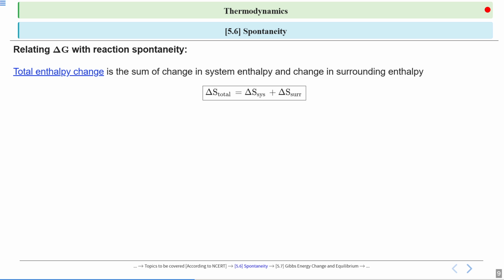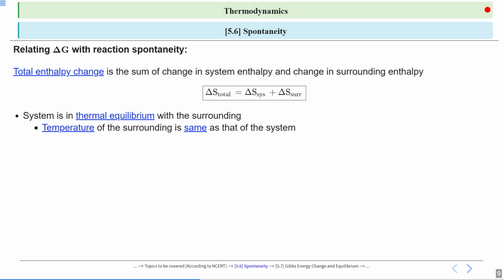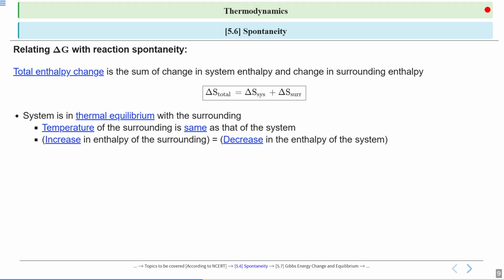We know from our previous discussion that total entropy change can be written as the entropy change of the system plus the entropy change of the surrounding. If the system is in thermal equilibrium with the surrounding, and we have seen that we were keeping the temperature constant, then the temperature of the system and surrounding will be the same. Whatever the increase in enthalpy of the surrounding that we are observing, that same amount of enthalpy will be decreased in the system. So whatever amount of heat is lost by the surrounding is gained by the system, and vice versa is also true.